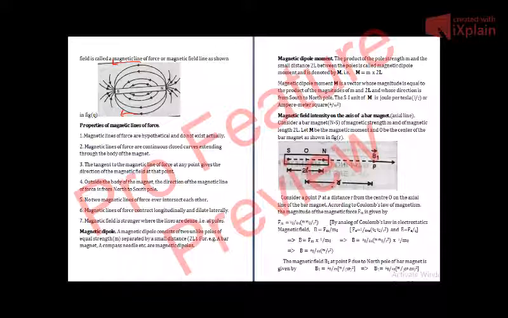The magnetic field, now there are two fields at point P. One field is magnetic field B1 due to the north pole and the other is due to the south pole of the bar magnet. The magnetic field B1 at point P due to the north pole of the bar magnet is given by using the above equation.